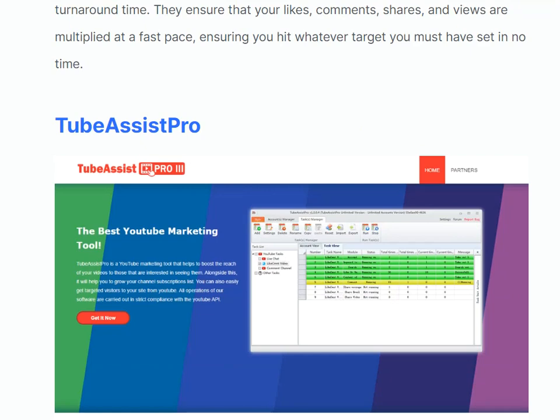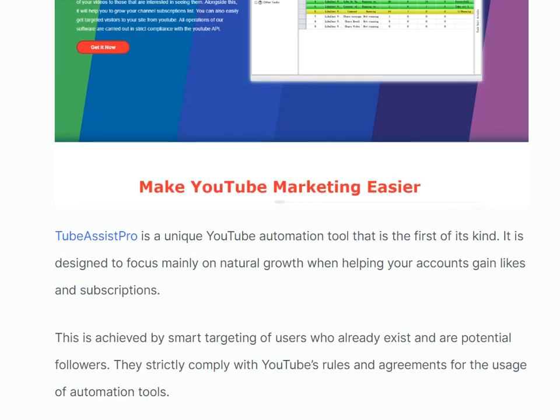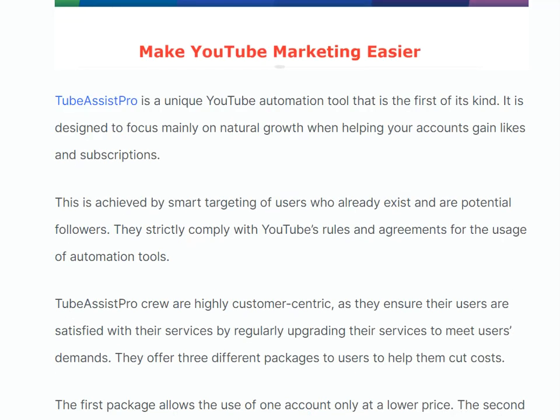Then after that, the next tool is Tube Assistant Pro. Tube Assistant Pro is a unique YouTube automation tool that is the first of its kind. It is designed to focus mainly on organic growth. This is achieved by smart targeting of users who already exist and are potential followers.